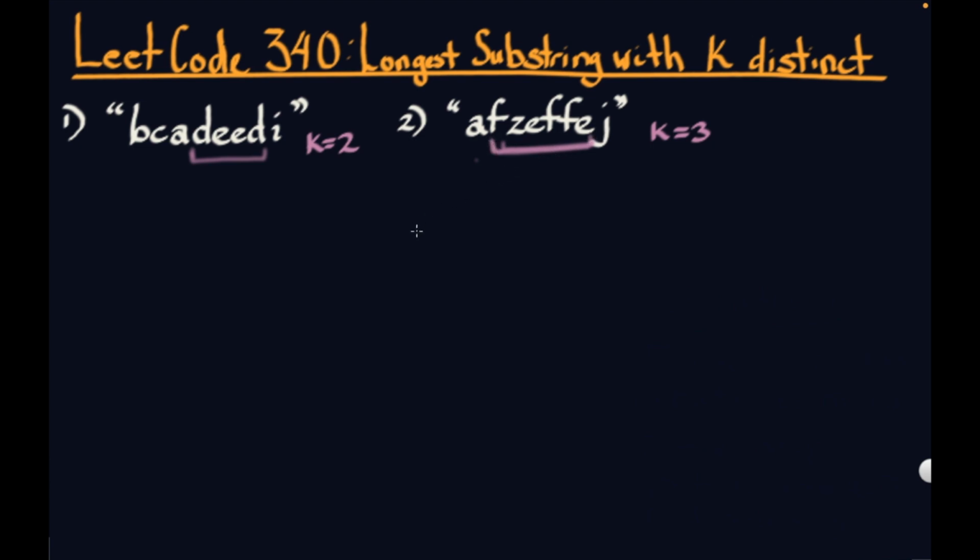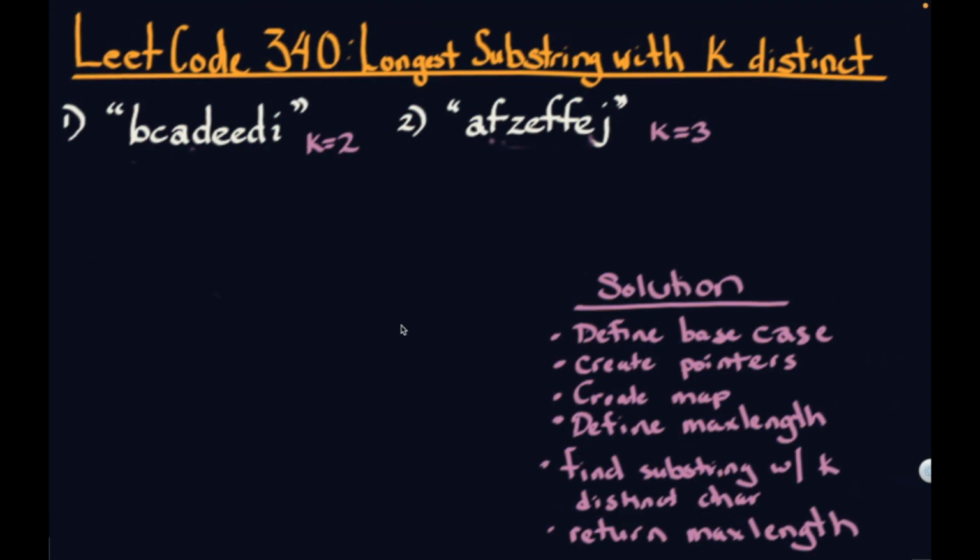Now I'm going to write out a basic pseudocode, or basic intuition for the solution, and then walk through that in detail. All right, guys, I've written out a rough overview of how the solution is going to work, and I'm just going to read through it real quick. The first thing we want to do is define our base cases. Our base case is if the string length is equal to 0 or k is equal to 0, we can just return 0.